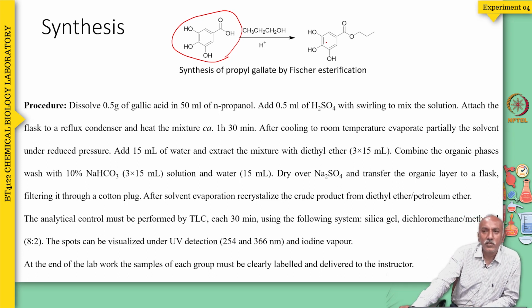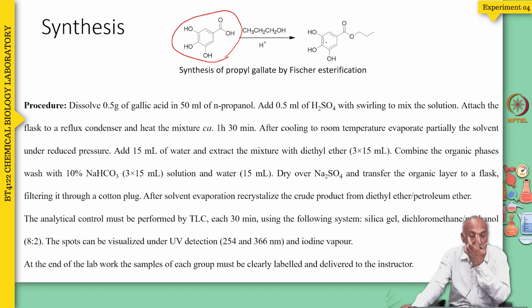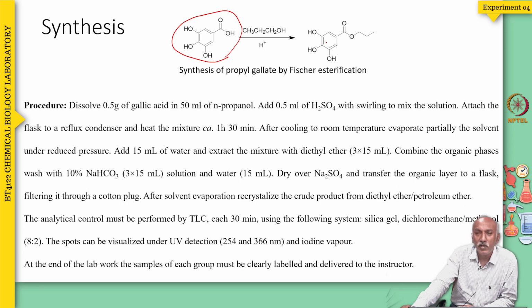After cooling to room temperature, you evaporate the solvent partially at reduced pressure. Why are we removing most of the propanol? That is to improve the solubility of propyl gallate in the organic mixture, because if you have more n-propanol, it tends to reduce the yield of the reaction. So if you remove the n-propanol, the extraction efficiency with diethyl ether increases. That is the reason you are removing most of the n-propanol.